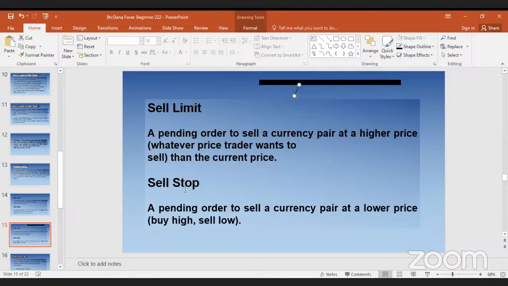Then we have the sell stop. Now the sell stop is the opposite of a buy stop. Our sell stop is a pending order to sell a currency pair at a lower price. Now this is a lower price because the market is already coming low. You see, we are going low. It already broke out. It's already going down.